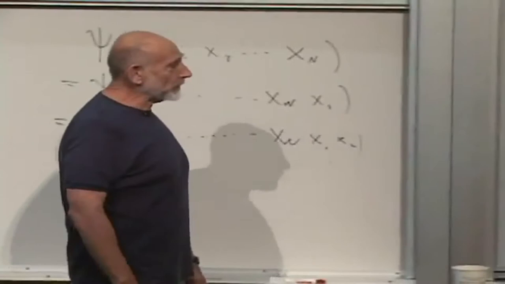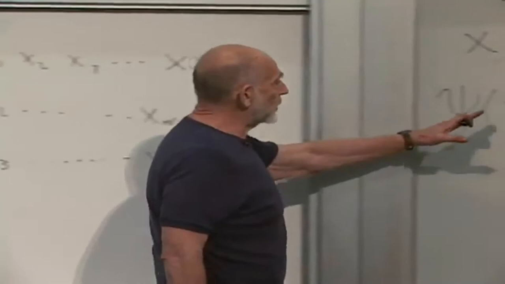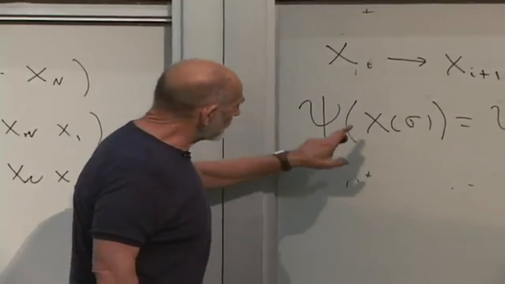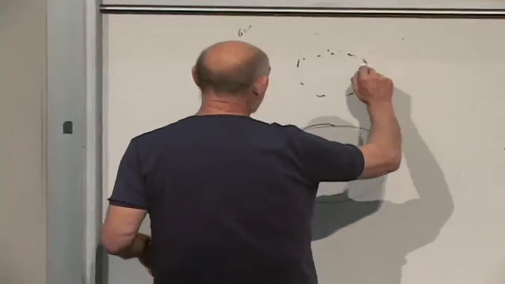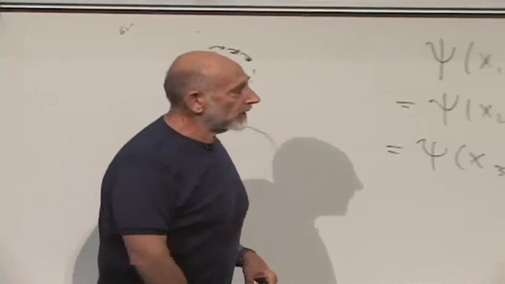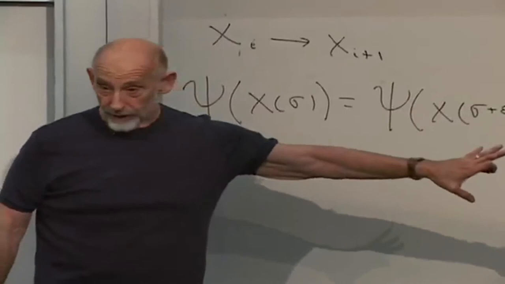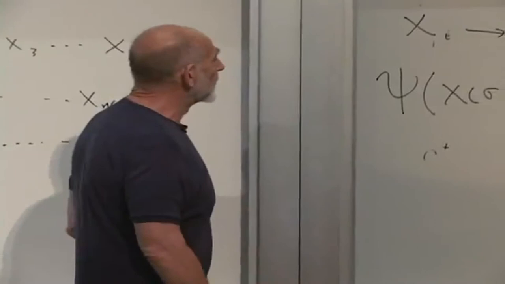Let's see if we can work out this simple thing. Of course, we have to change all of the x's. We don't just change the x at one point sigma, we change the x's at all points sigma. In other words, if we have some x's along here, we shift each point to the neighboring point. So this is an operation which changes all of the x's by shifting them to the neighboring points. Okay, let's see if we can write this down in another way.